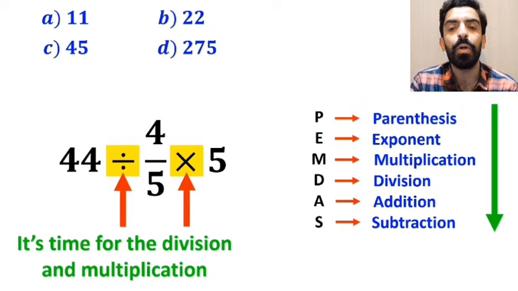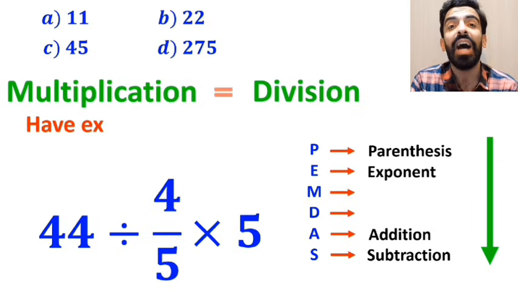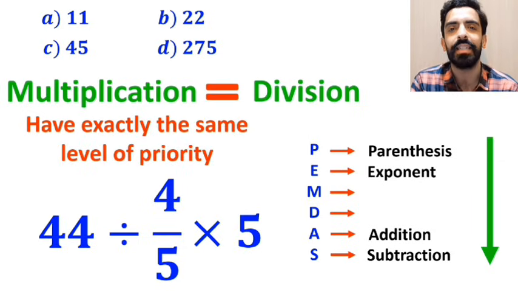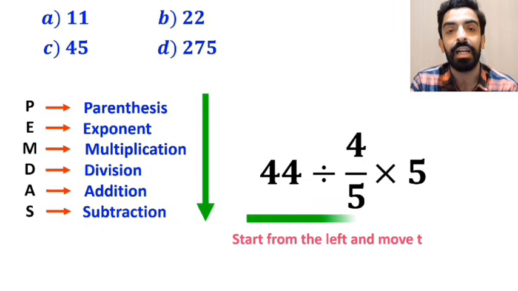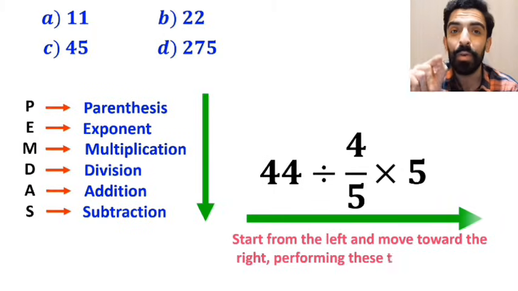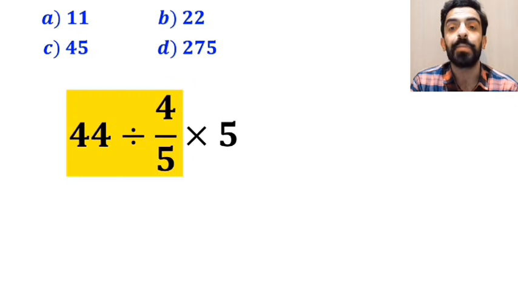However, it's very important to note that according to the PEMDAS rule, multiplication and division have exactly the same level of priority. In this situation, the best strategy is to start from the left and move toward the right, performing these two operations in order. So, we start with the expression 44 divided by 4 over 5.